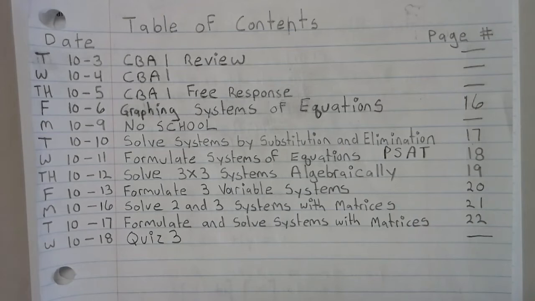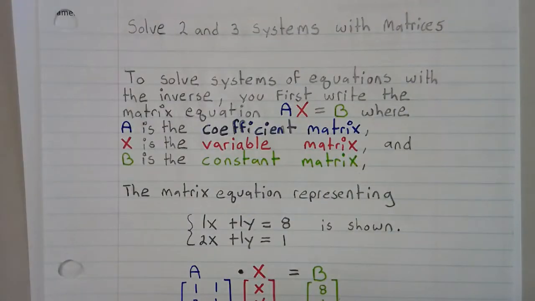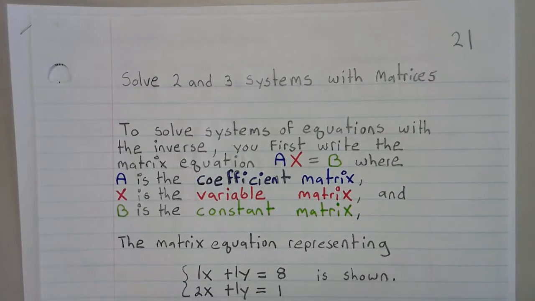Welcome again, Wildcats. So today we're looking at Monday, October 16th, solve 2 and 3 systems with matrices. That's going to be on page 21, so if you would, update your table of contents. All right, now your table of contents are updated. Let's take a look at our notes. On page 21, solve 2 and 3 systems with matrices.